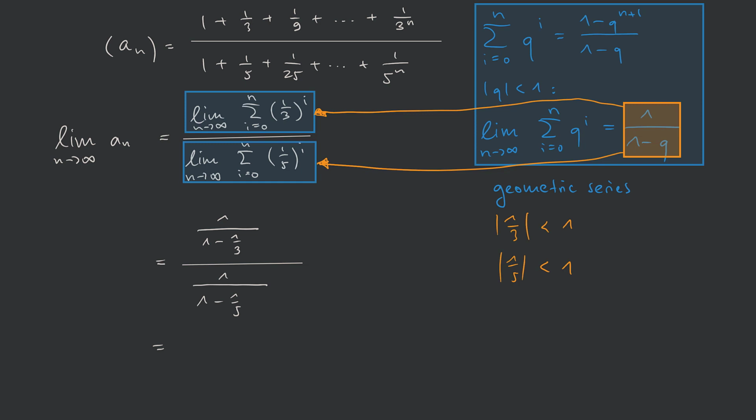Which is not hard because 1 minus 1/3 is 2/3. So we have 1 over 2/3 over 1 over 4/5. That is funny, isn't it? And that equals, well, 3 over 2 over 5 over 4. And that equals 3 over 2 times 4 over 5. Now we can reduce by 2, which is 3 times 2 over 5. And that is 6 over 5. There we go. That is the limit of that funny sequence.